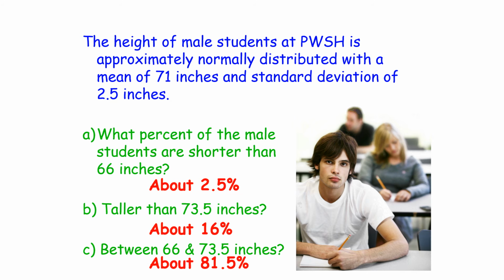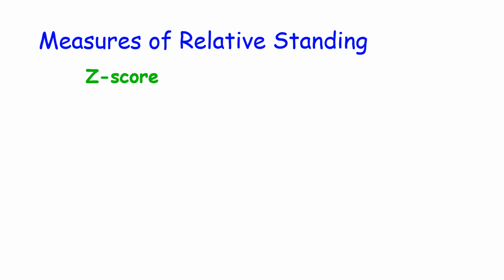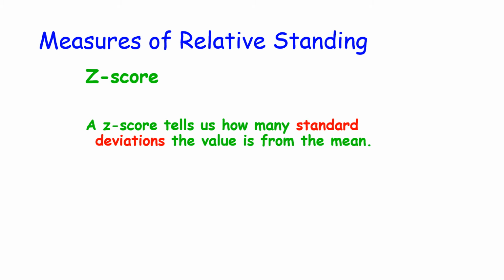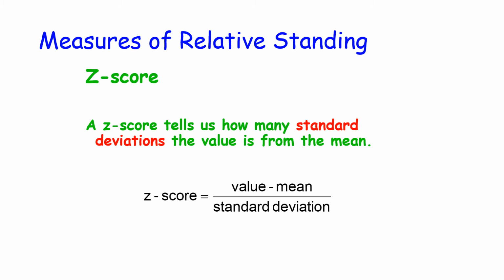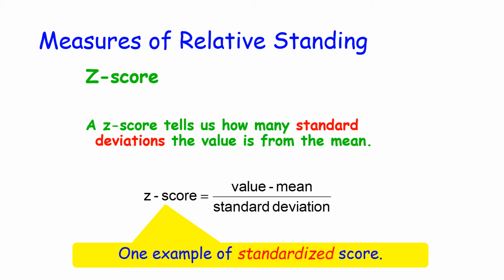So let's go ahead and talk about measures of relative standing, the z-score. A z-score tells us how many standard deviations the value is from the mean. And our equation is to take the value minus the mean and divide that by our standard deviation. This is one example of a standardized score.